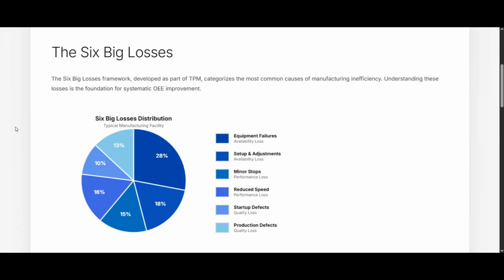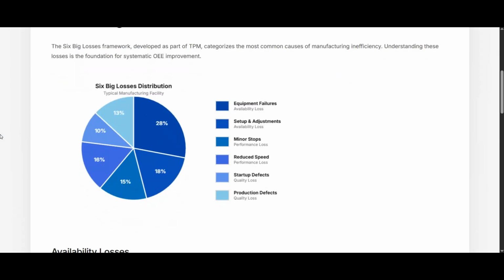On the screen, you can see a pie chart showing their typical distribution across a manufacturing facility. Equipment failures take up about 28%, setup and adjustments around 18%, minor stops 15%, reduced speed 16%, startup defects 10%, and production defects 13%. So if you want to systematically improve OEE, this is where you start, by recognizing which of these 6 areas is eating up most of your productivity.